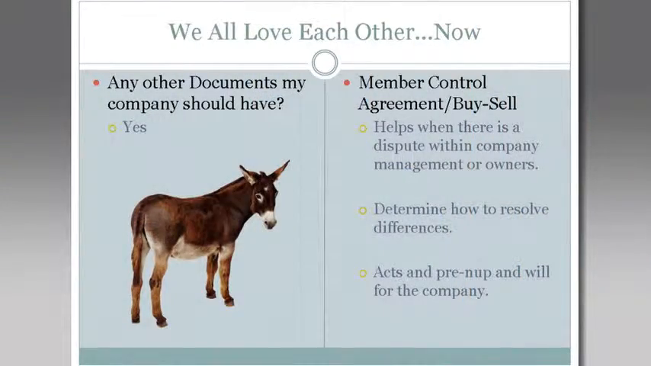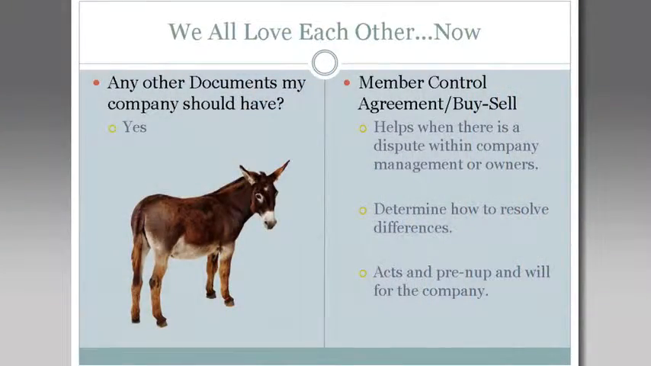This is the third issue that goes hand in hand with the other: the thinking that we all get along. This is particularly for people in business with one or more other people. If you have a general partnership, an LLC, or a corporation that has more than one owner, there's definitely another document that you should have. That's called a member control agreement for LLCs or a buy-sell for corporations. This is basically the prenup and the will for the company. This is the heart and soul of, this helps when there's a dispute.